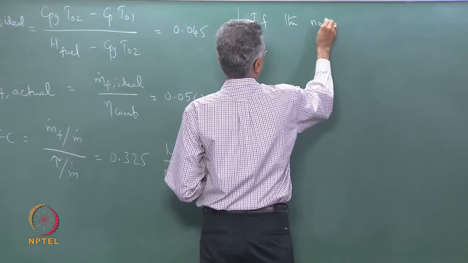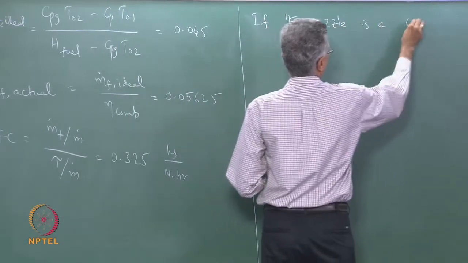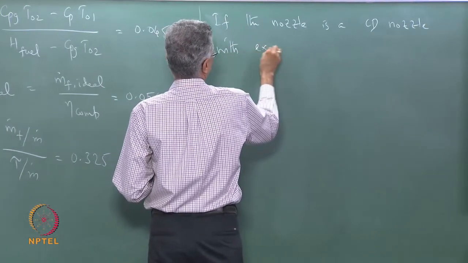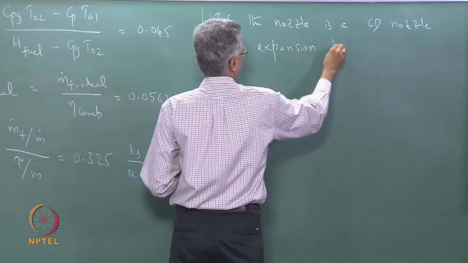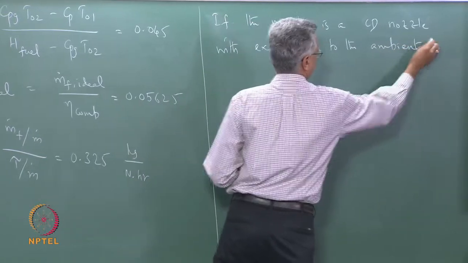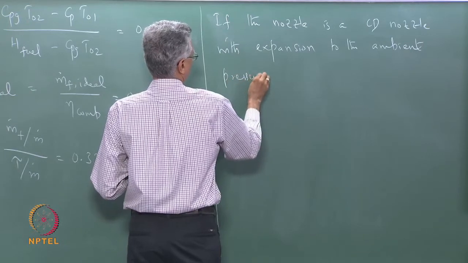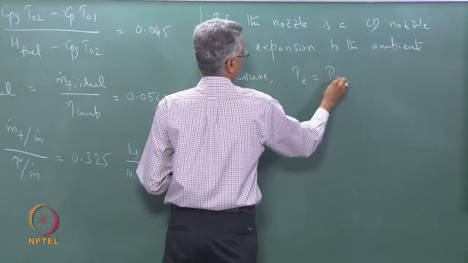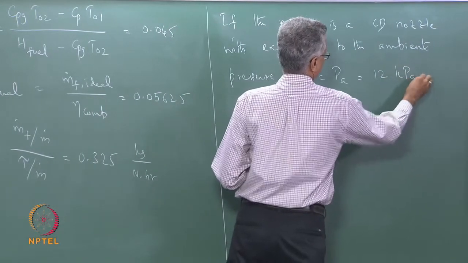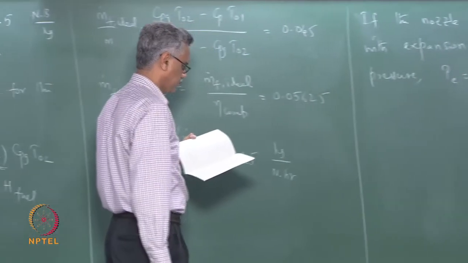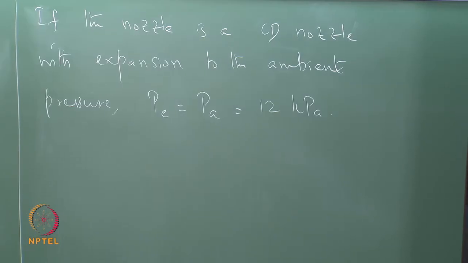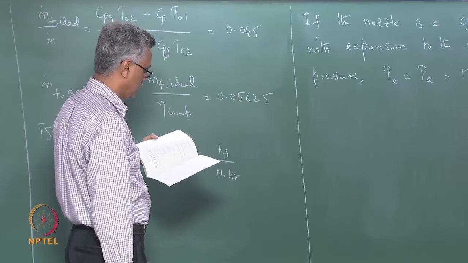So, if the nozzle is a CD nozzle with expansion to the ambient pressure, then PE is equal to PA is equal to 12 kilopascal. So, we need to calculate either TE or VE, any one of these two things will do.